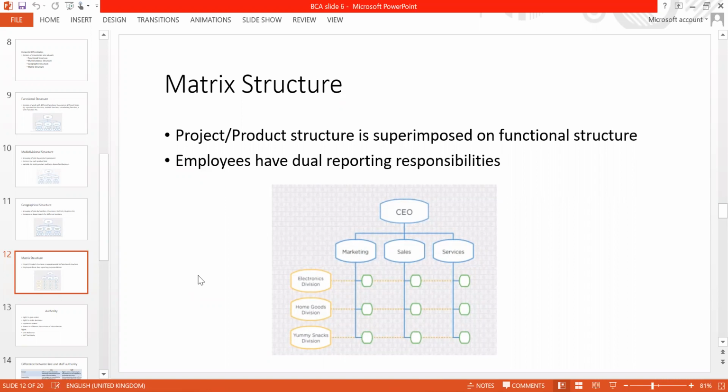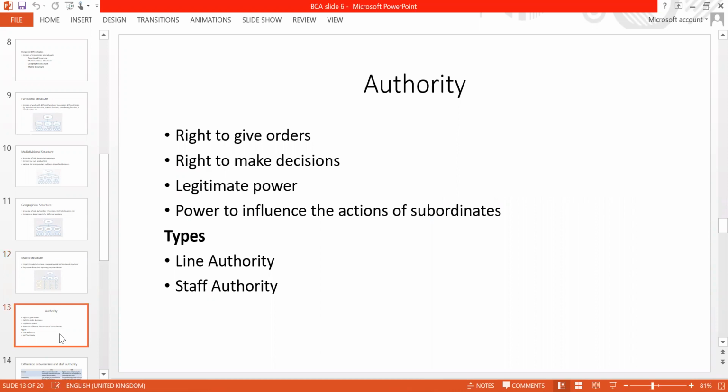So this is called the matrix structure. Any questions on structure? Now you know the difference between the functional structure, multidivisional structure, geographic structure, and matrix structure. Yes, sir. Okay, then I'll move to another one.